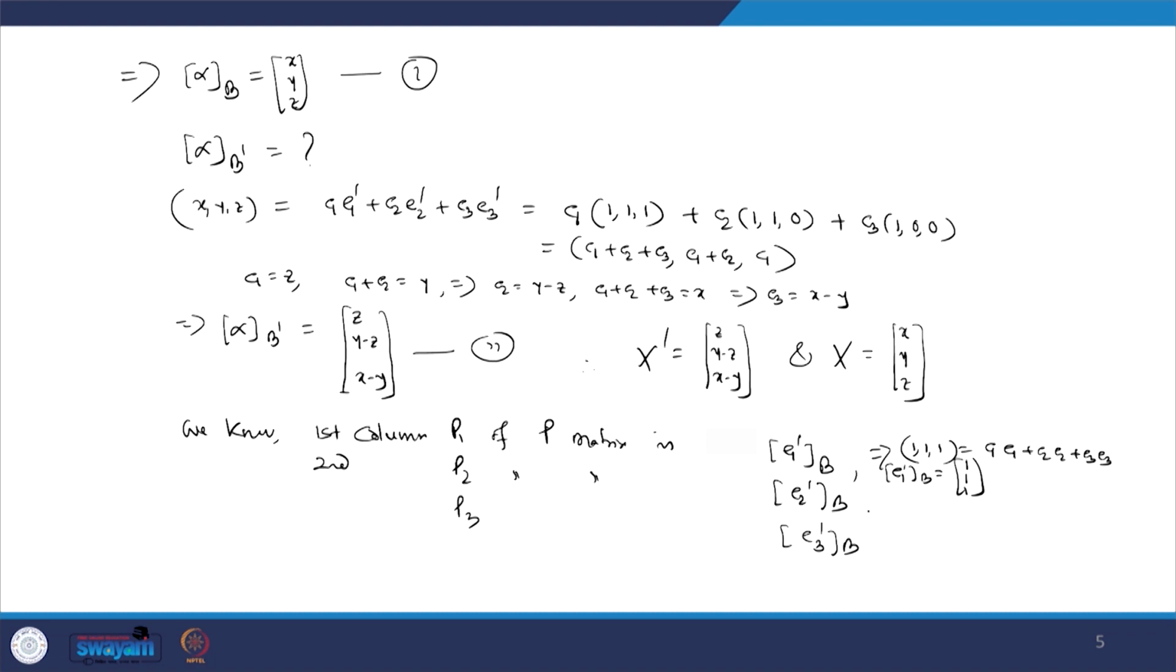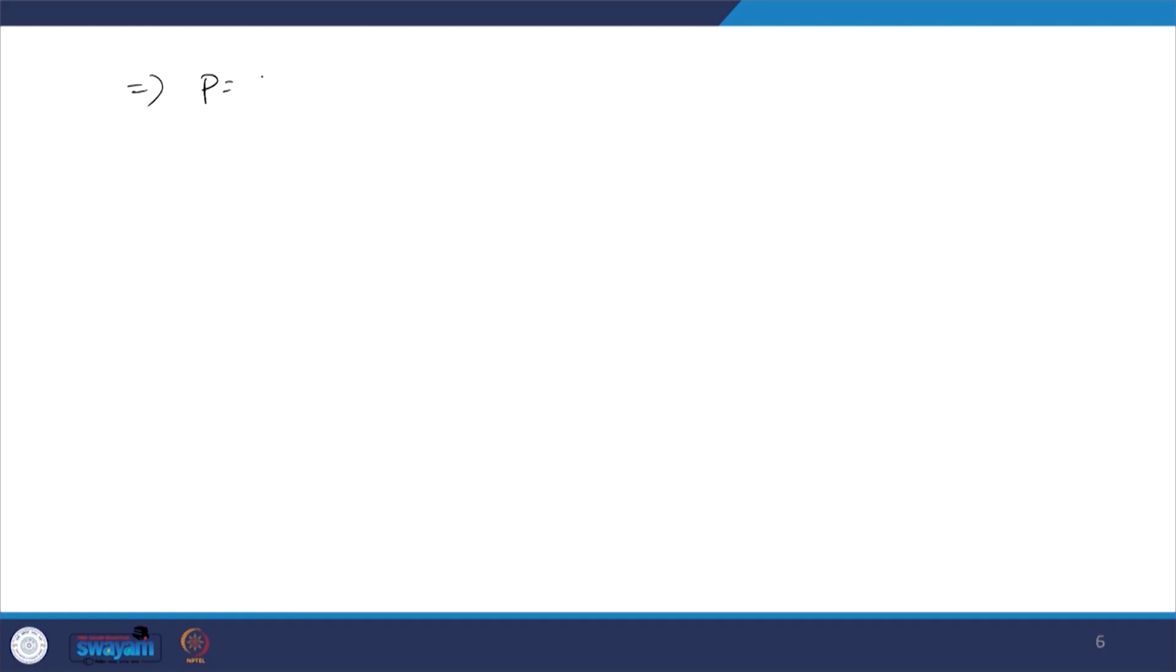And what about P2? I have to write down E2 prime with respect to ordered basis B; it will be (1, 1, 0), and E3 prime with respect to ordered basis B is equal to (1, 0, 0). So, this implies my P matrix is equal to [[1, 1, 1], [1, 1, 0], [1, 0, 0]]. This is an invertible matrix, which you can quickly check.